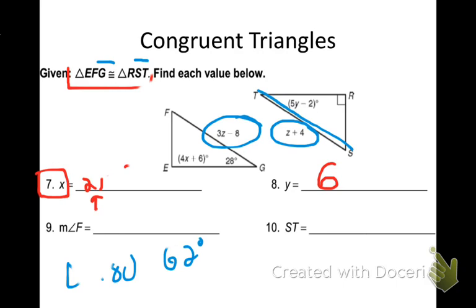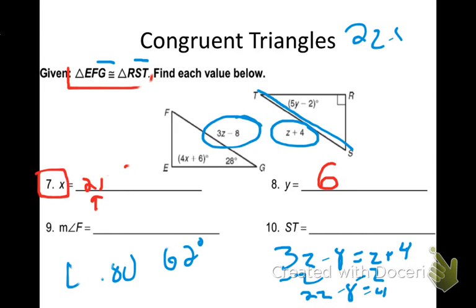And if they are the same, I'm going to set them up the same. So 3z minus 8 equals z plus 4. And I'm just going to solve for z. So subtract z on both sides, giving me 2z minus 8 equals 4. Come up at the top so I'm not out of room. Add the 8, giving me 2z equals 12. Divide by 2, and z equals 6.